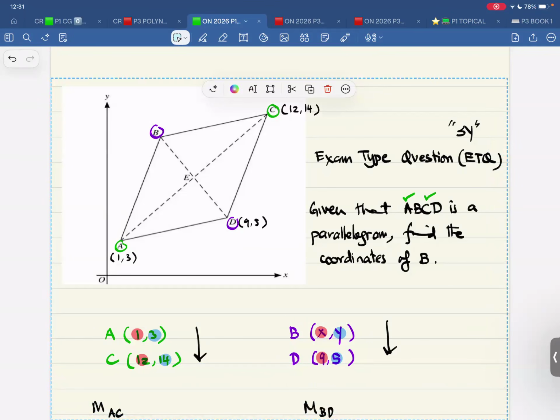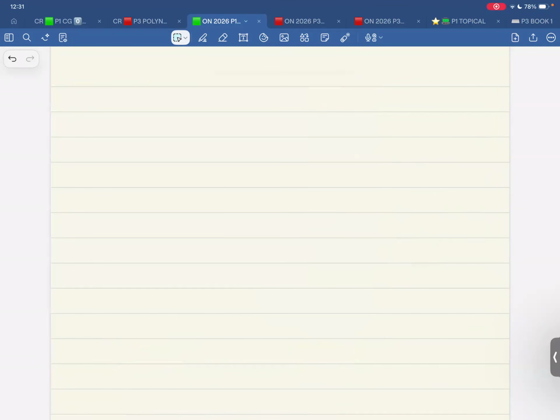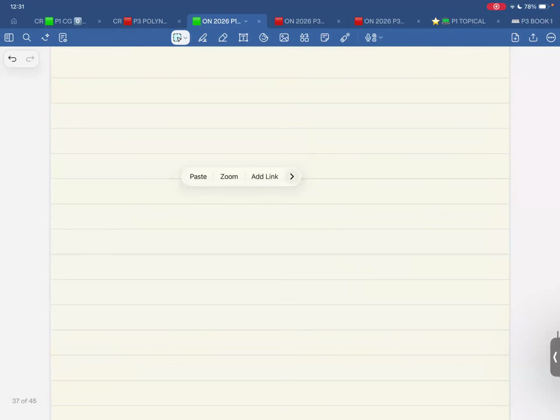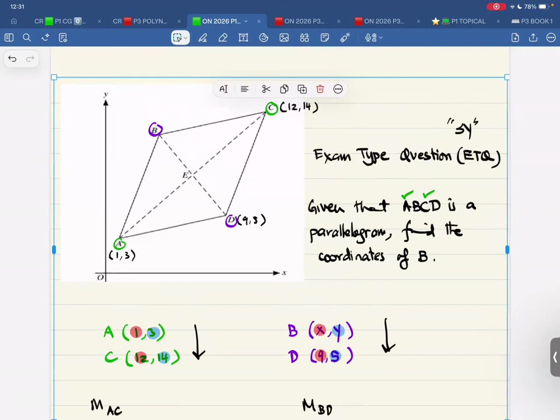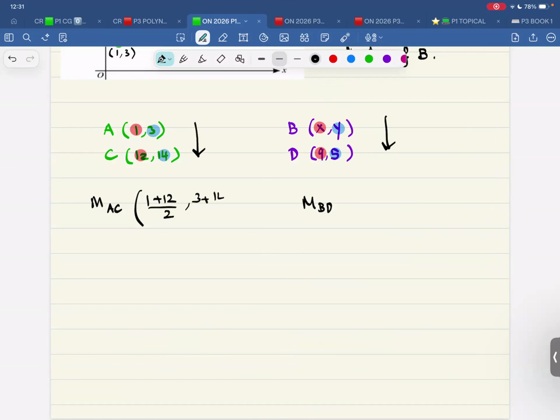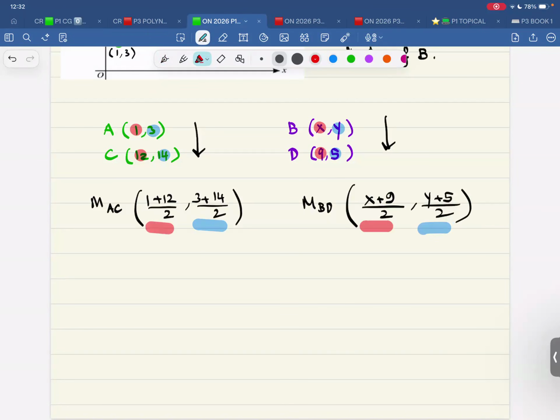and let me copy it, or not cut, my bad, add a page, and some people would prefer it this way. What I'll do is let me first write down the coordinates completely. So midpoint of AC is 1 plus 12 divided by 2, 3 plus 14 divided by 2. Midpoint of BD is x plus 9 divided by 2, y plus 5 divided by 2. Now make them equal. The x coordinate should equal the x coordinate, the y coordinate should equal the y coordinate.